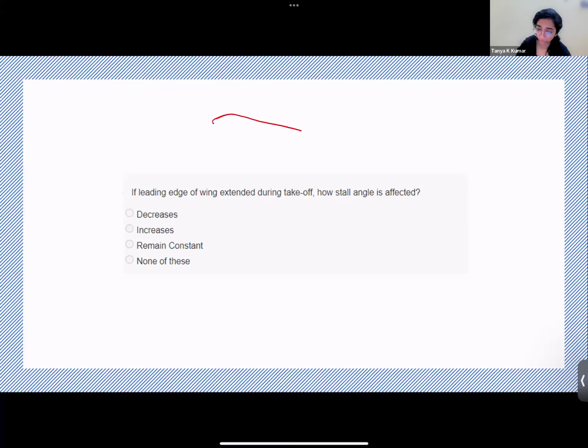So if your airfoil's leading edge is somehow extended, your flow remains attached for a longer duration. So you have a wider range of angle of attack to vary before it achieves stall, right? So you have more attached flow, or more alpha range for which the flow is attached. And so you have increased stall angle of attack.